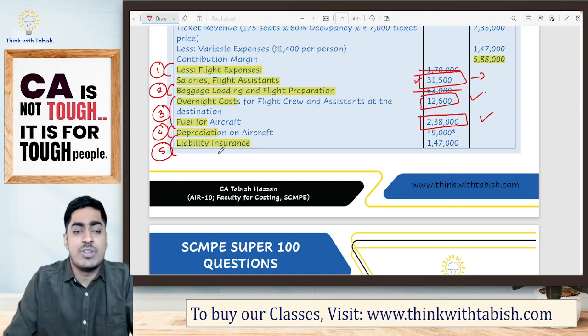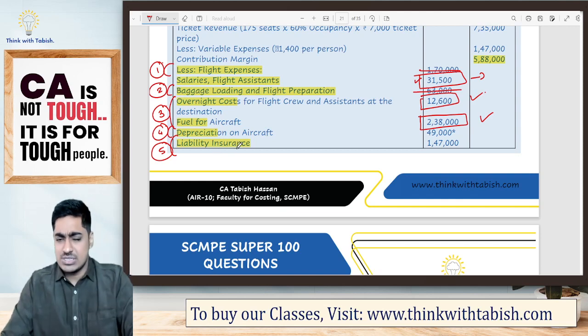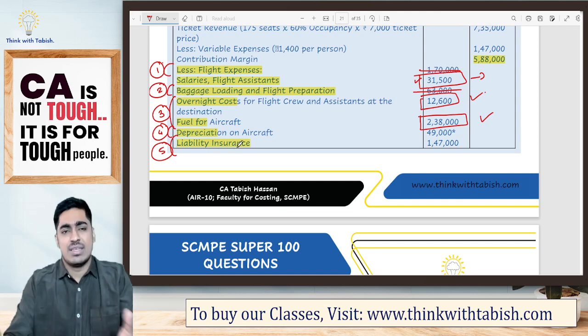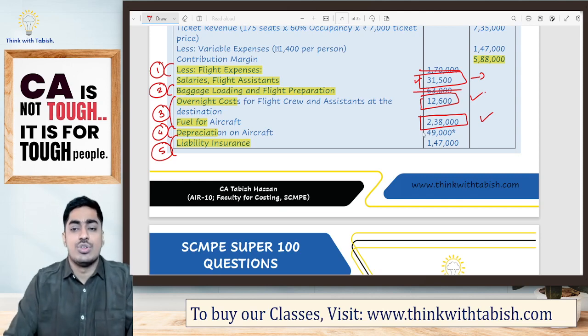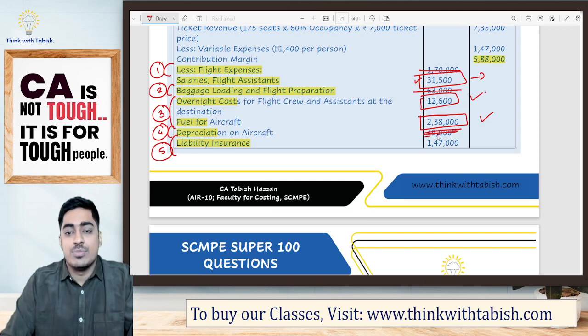Depreciation. Nothing is given about depreciation. What is the general assumption, students? Whether I run the flight or I don't run the flight, depreciation will be incurred. Yes or no? So it's going to be a general cost. It's not going to be a specific cost.